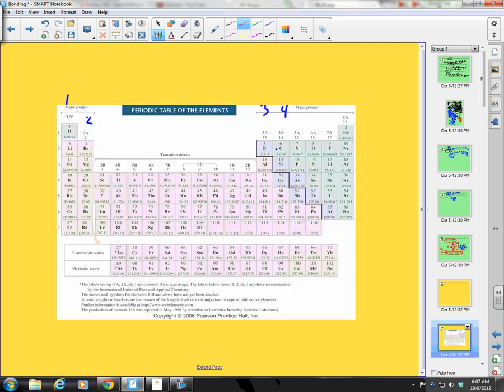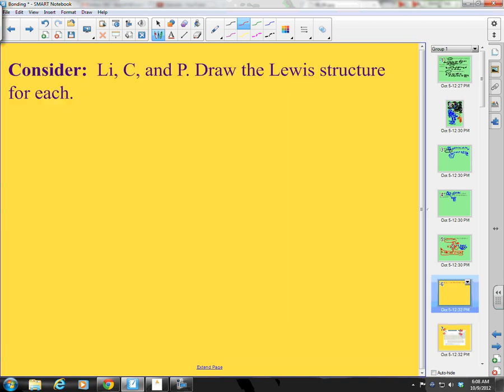Go to my periodic table. Where's lithium? Here's lithium. How many does it have? Lithium has 1 valence electron. Carbon is here. Carbon has 4 valence electrons. And phosphorus is here. It has 5 valence electrons. Okay, so this is what? 1, 4, 5. And we want to represent this. Okay, so how are we going to do this?